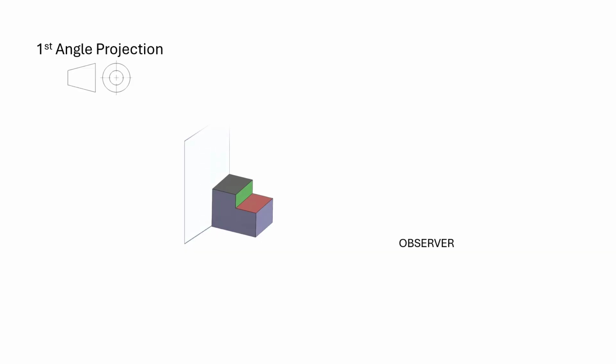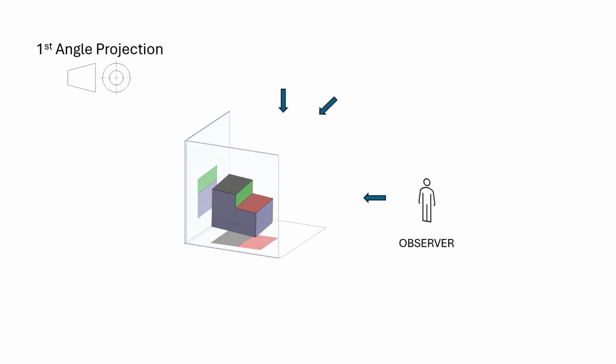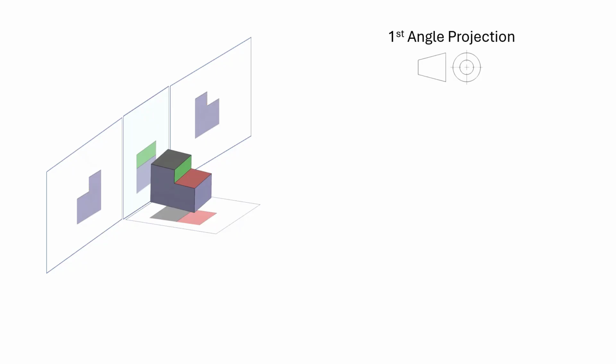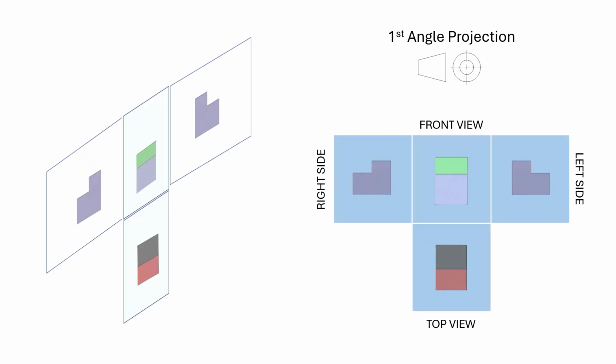Now imagine there is an object in front of the vertical plane. If the observer looks at the front view, then the front view is projected on the vertical plane as shown. In a similar way, if the observer looks at all sides one by one, and each time the object is in between the observer and the plane, then each time the view is projected on the plane like this. And now, if we unfold the planes, then we get how the views are displayed in first angle projection.